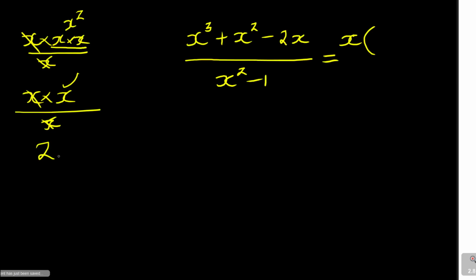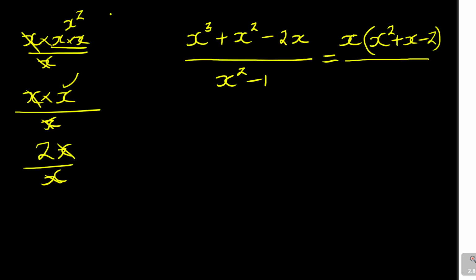Under 2x, you do the same thing. You are dividing by x, and 2 will be the number there. Are you seeing that? Hence, we have got x squared, plus x minus 2. Are you seeing that? And then all over.